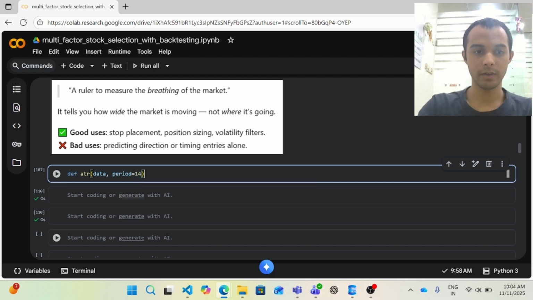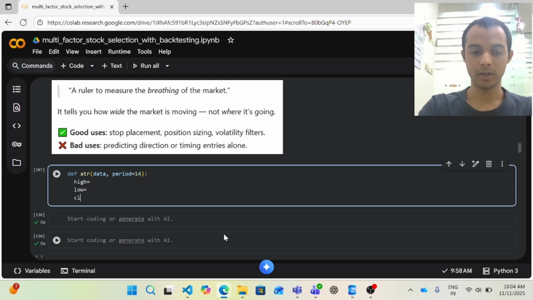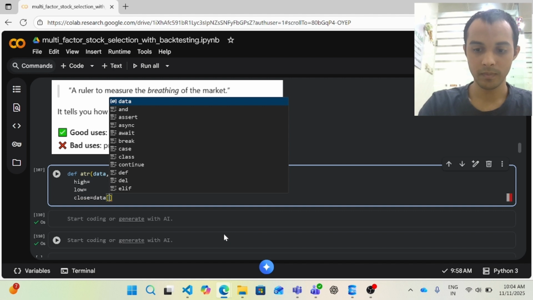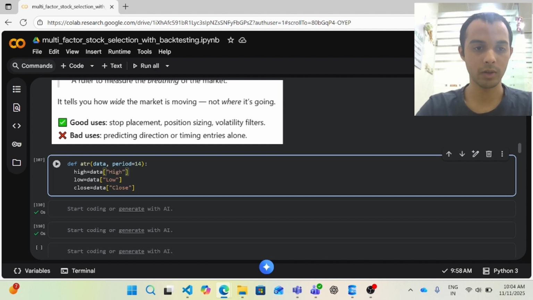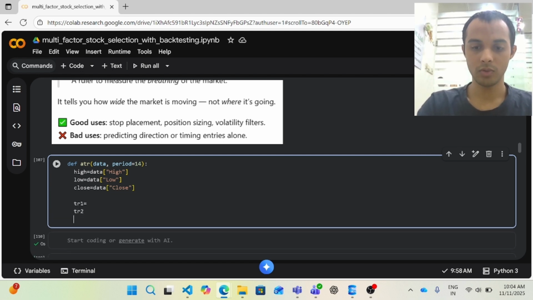Period will be 14 that we are going to take. There will be high, low, and close. Close here is normal close data. Here it will be low, and high will be high. Make sure you type the proper names from the data that you will get from Y Finance. And we will define TR1, TR2, and TR3.